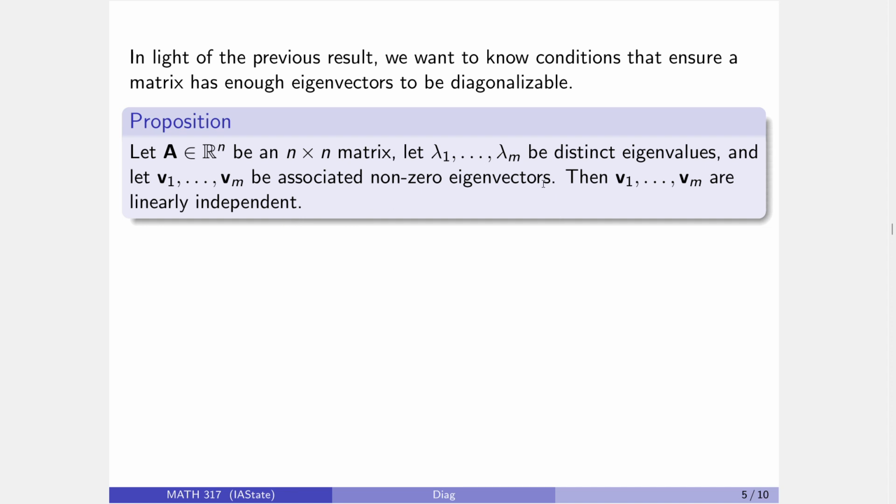Alright, so this reveals here that distinct eigenvalues will produce linearly independent eigenvectors. Pretty cool. Now, that doesn't say that if you have an eigenvalue that produces multiple eigenvectors that they're necessarily linearly independent or not. But for us, this will give us the goods.